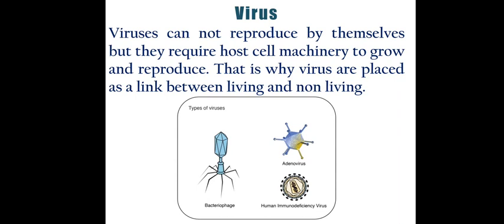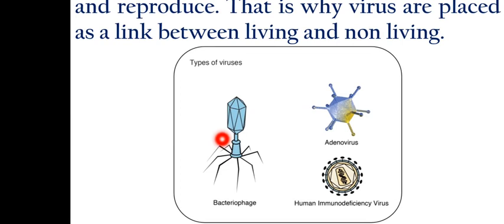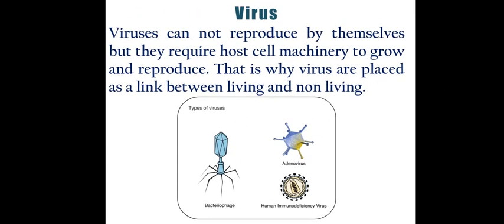Like COVID-19, we have other viruses also. This is the bacteriophage virus, which attacks bacteria, and this is the adenovirus. This is the shape of the adenovirus. This is the HIV virus, the AIDS virus. AIDS is the disease which spreads because of the HIV virus. So these are the common types of viruses. Similarly, we have influenza viruses also. Similarly, we have tobacco mosaic viruses also. So these are the various types of viruses.